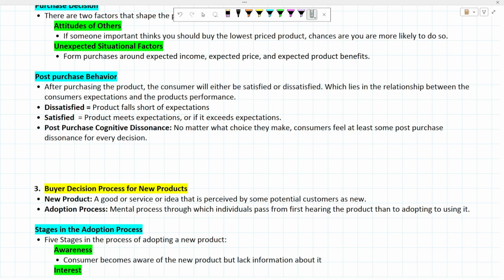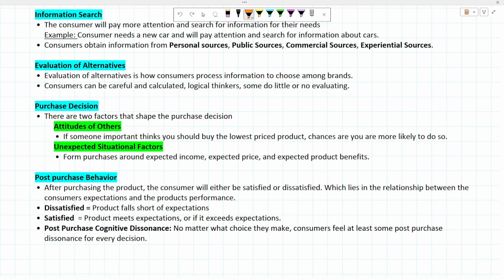Dissatisfied just means that the product falls short of expectations. So let me put that in orange. Dissatisfied means that products fall short of expectations. Satisfied, I'll put this in green, means that the product meets expectations, or exceeds expectations.